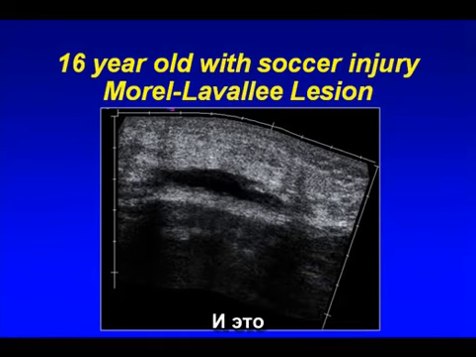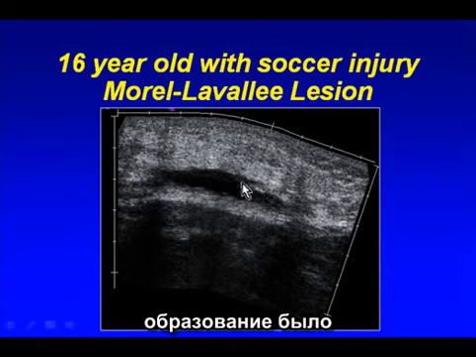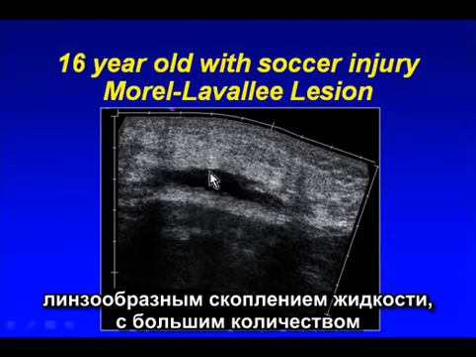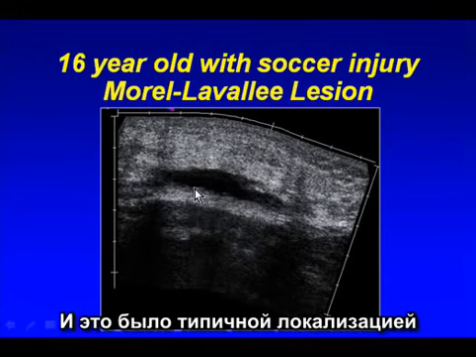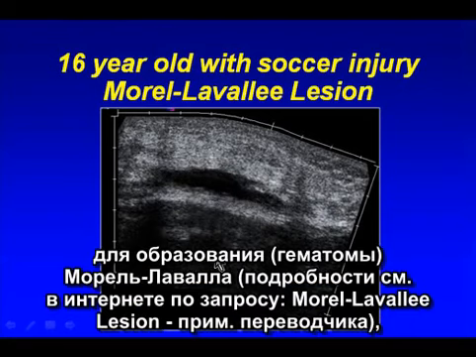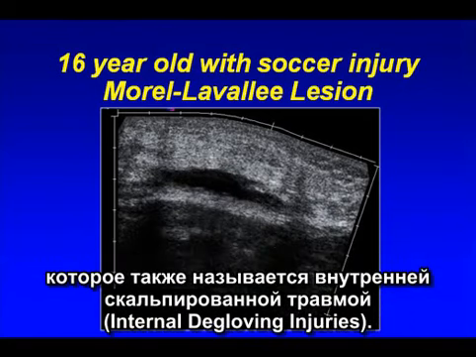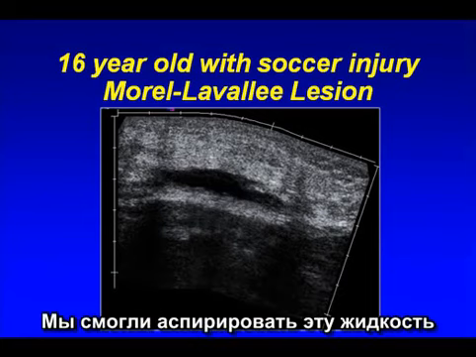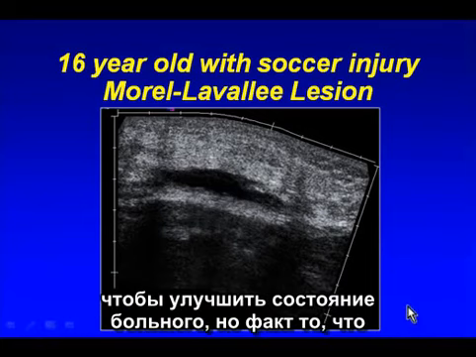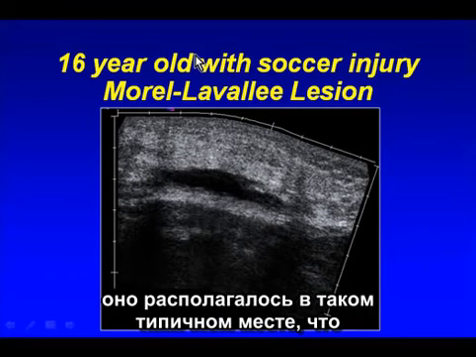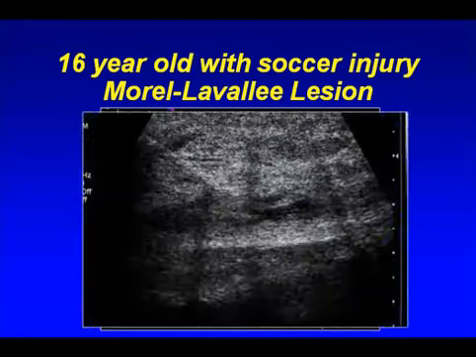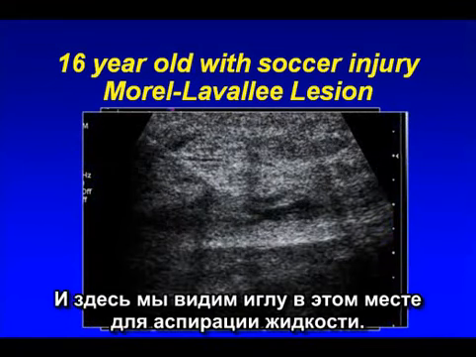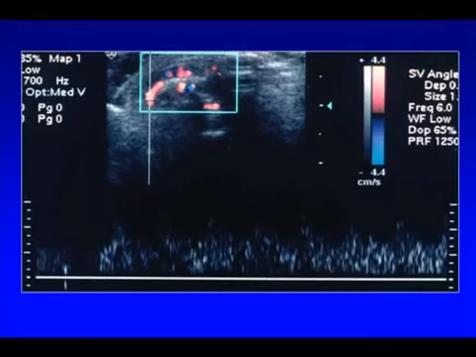Another characteristic location: this is a 16-year-old with a soccer injury who presented with a palpable mass over the thigh. And this mass was a lenticular fluid collection with a lot of inflamed hyperechoic fat around it. This happens to be a characteristic location for what is called a Morel-Lavallee lesion, or so-called internal degloving injury. We were able to aspirate this fluid for symptomatic relief, but the fact that it was in such a characteristic location really gave us no differential diagnosis. And there it is with the needle in place, having aspirated the fluid out.